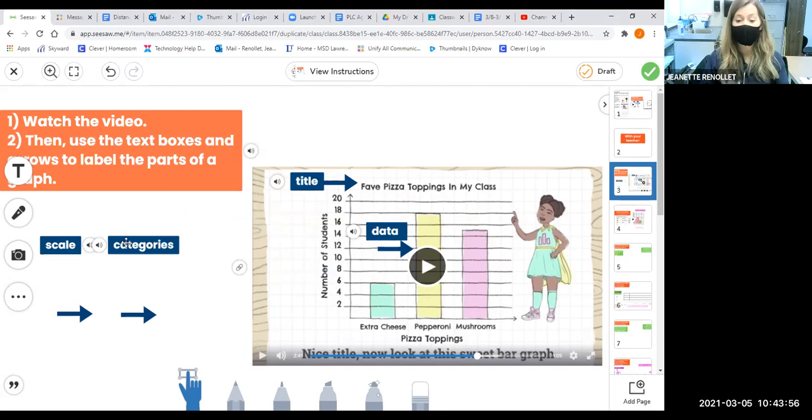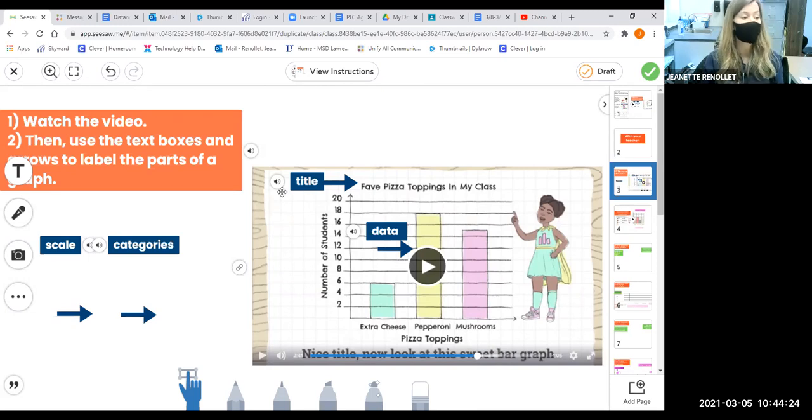Next, we are going to label our categories. You should be matching what I'm doing on Zoom. You should be doing it on Seesaw. We have now labeled the title. And now we have labeled the data. The data is the information that is shown in the graph.